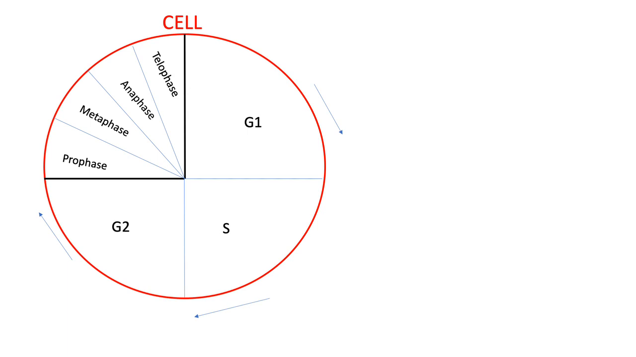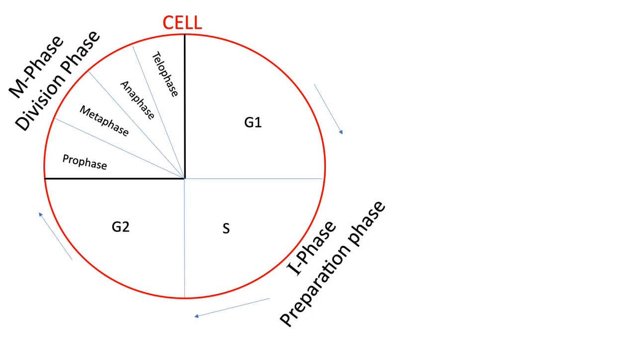Normally the cell has two parts. The first part is called interphase and the second part is called M phase or mitosis phase. If you see on your screen, the cell is further divided into certain specific portions or phases which are named G1 phase, S phase and G2 phase. And every phase performs a specific function.